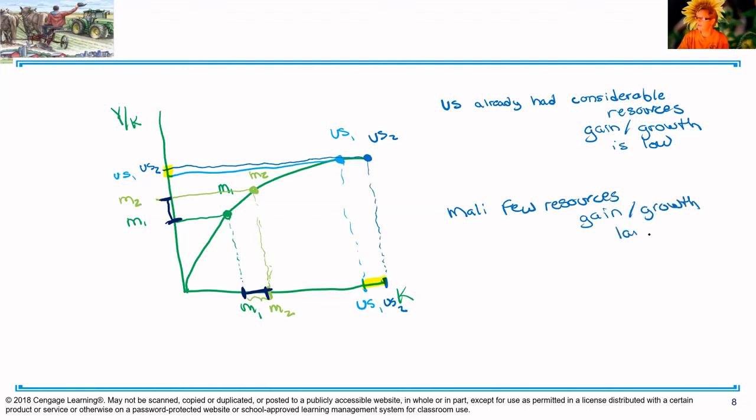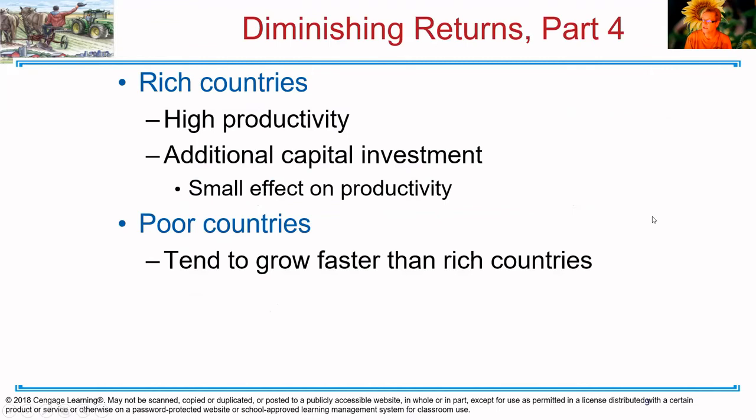So it kind of depends on where you start from. And that's the idea of the catch-up effect. So we can see that for rich countries, an additional capital investment has a small impact because they already have so much. Whereas for poor countries, an additional capital investment makes a large impact. And so that's why it's reflected in their growth rates. So poorer countries will grow faster than rich countries.